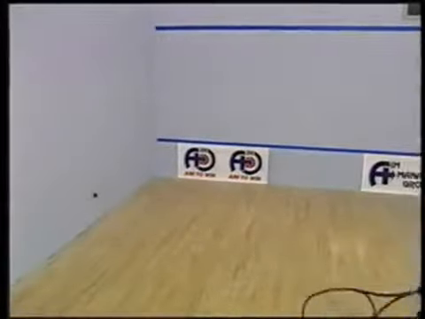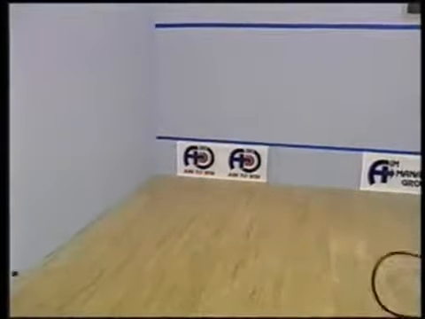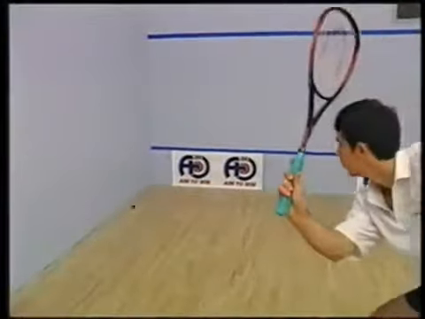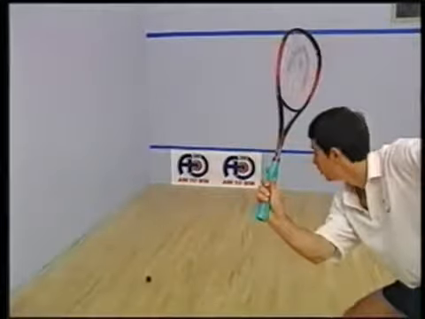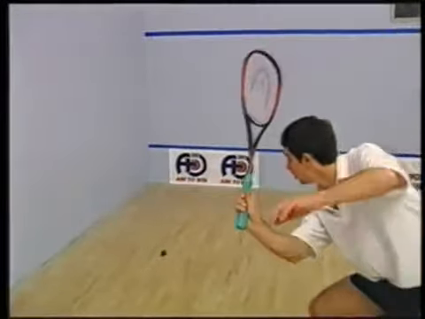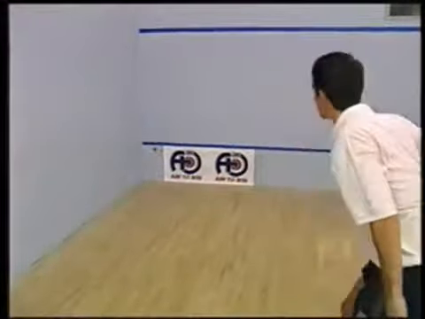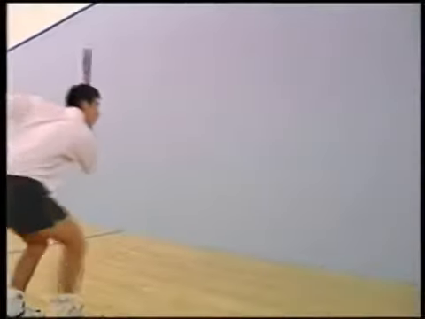Very still position as he plays that shot. And even though the swing is short, from this position here, he could still play a cross-court drive, a straight drive, or a little trickle boast in the front. And there's that open racket as he cuts the ball into the corner.